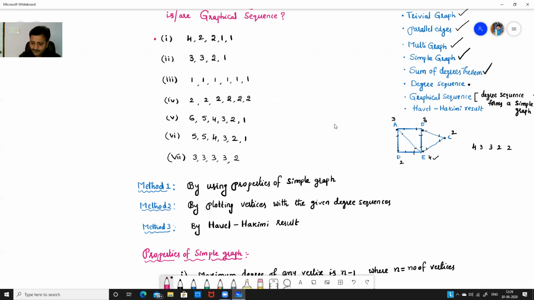Let me verify that first property for the remaining. Here 4 vertices are there. Maximum degree must be 3 only. Yes, maximum degree is 3. So that's the reason. The second one also we cannot eliminate. Third one also we cannot eliminate. Fourth one we cannot eliminate.